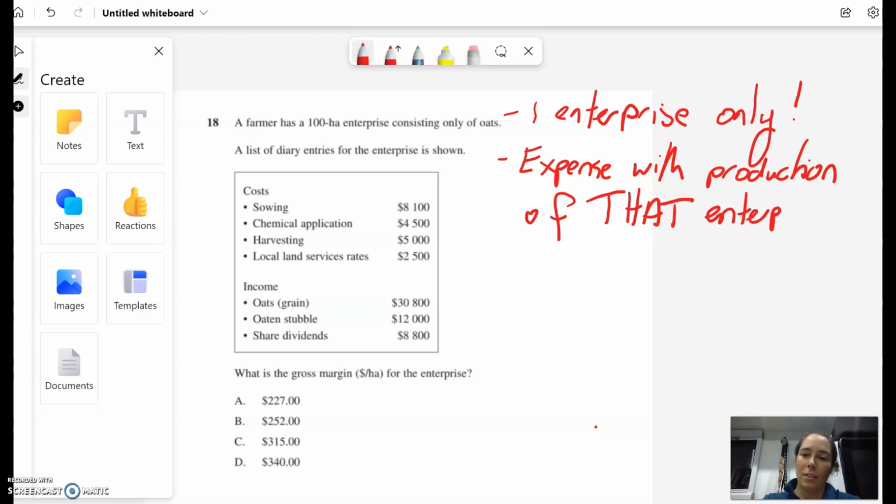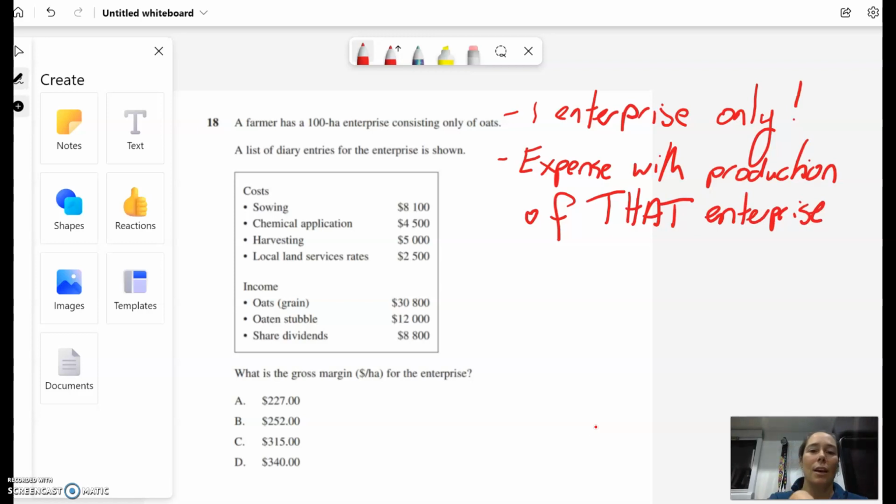Because your bank loan might be tied up with all of your enterprises, you don't include repayments on loans. You don't include your rates. You don't include things that are associated with other enterprises.